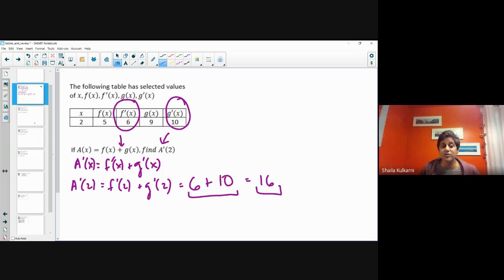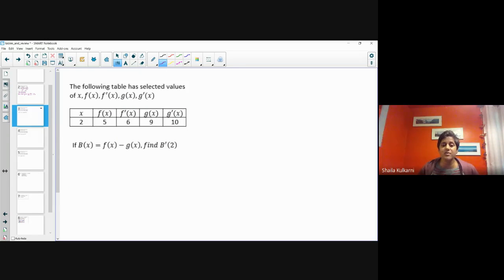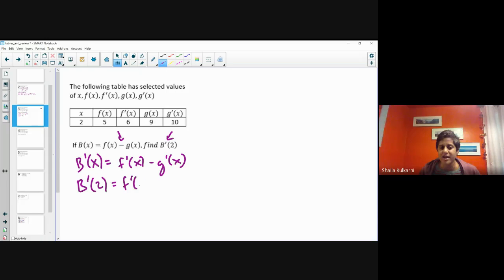Okay, same thing over here for the next problem. It says find b prime 2. Well, that prime symbol means take the derivative. So we're going to come in here and start the derivative. We notice there's a subtraction symbol. That just means take the derivative separately. And then go ahead and plug in 2 everywhere you see an x. And then grab it from the table.